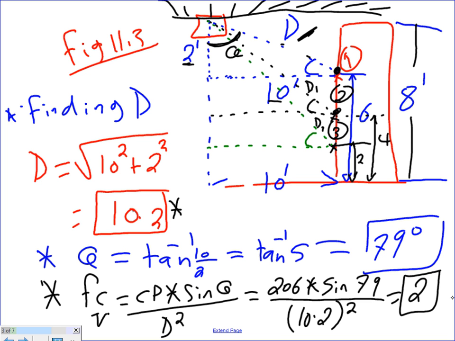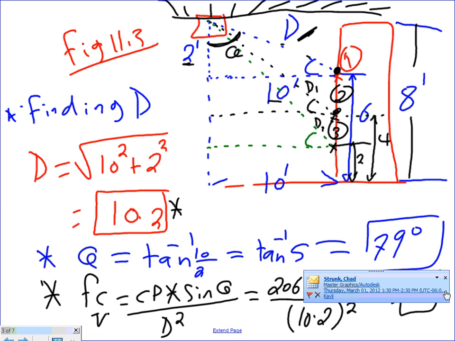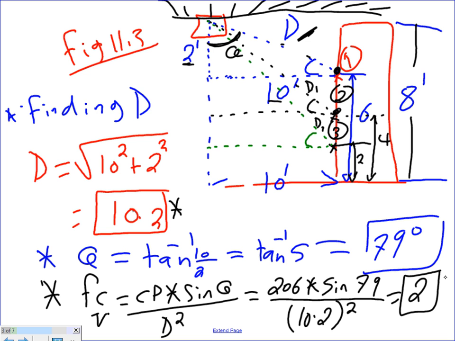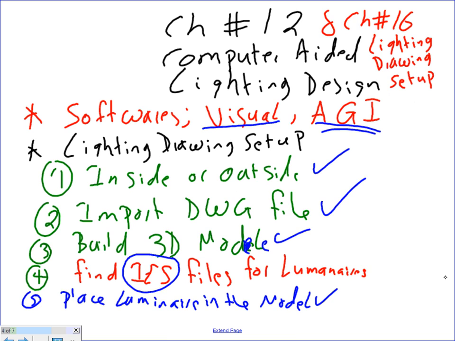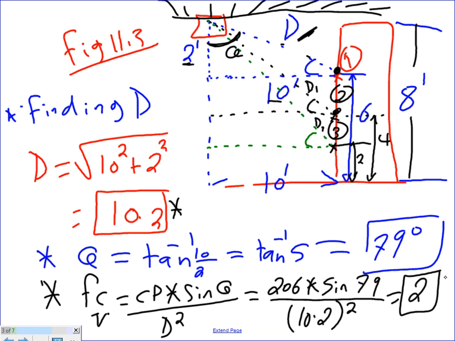So, any question, guys, about finding the angle and the distance? Does it make sense? If I ask you to find the angle and the distance at point 2 and at point 3, would it be hard to find them and plug them in? The first one that I did is point 1. Any question, guys, about the foot candle calculation, before we move into a different topic?